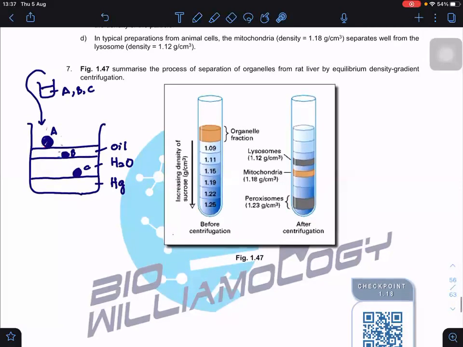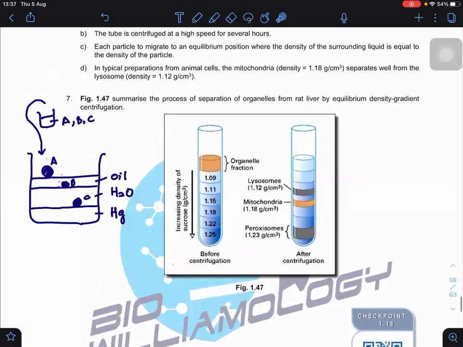So how do we separate the mitochondria and lysosome? Because they are in the same pellet, right? So we create the gradient. Okay, we increase the density by using sucrose. How do we create it? Different concentrations. So for example, we have 1.25 gram per cm cube, 1.22, 1.19, 1.15, and so on. Then we have the organelle fraction, this one from the pellet 2.